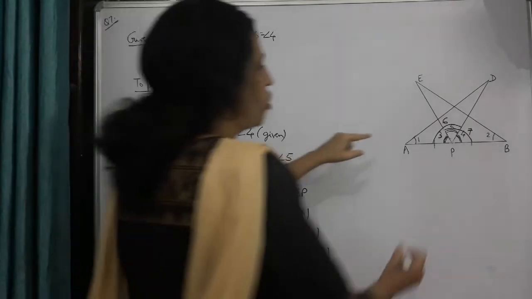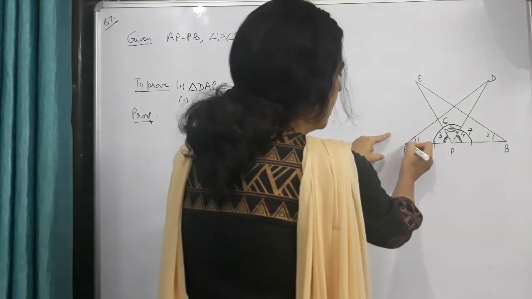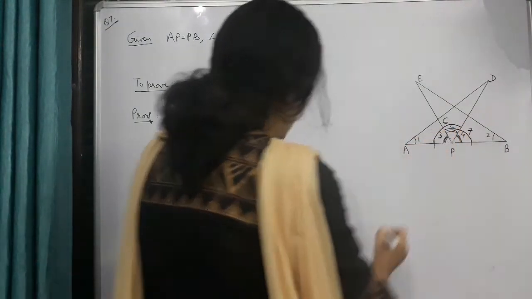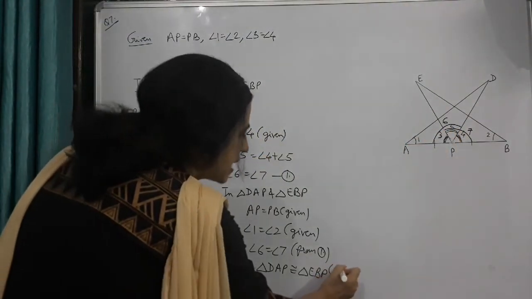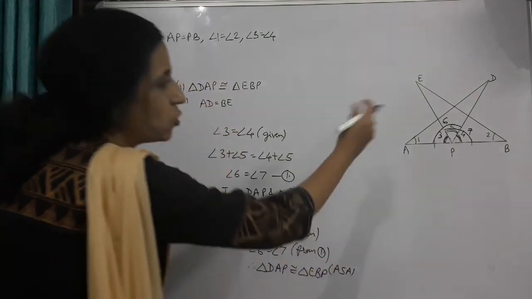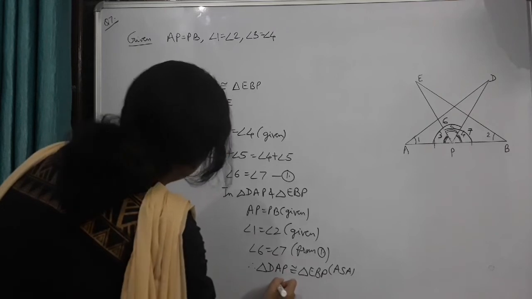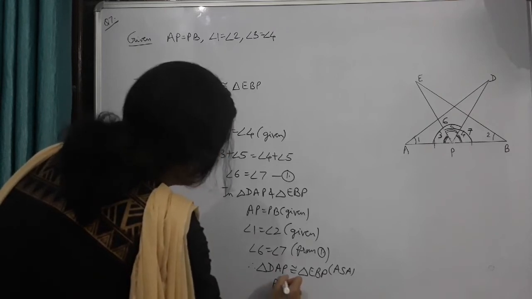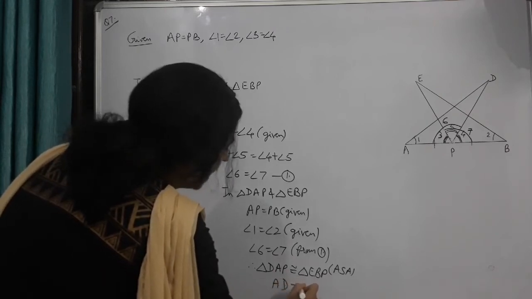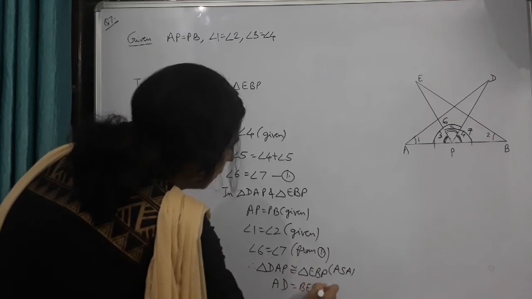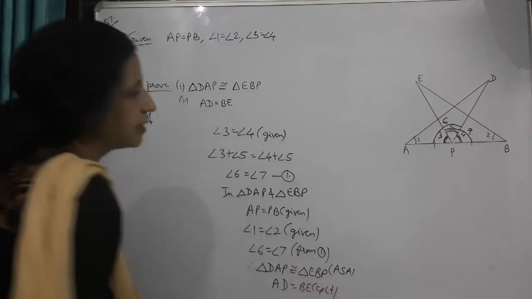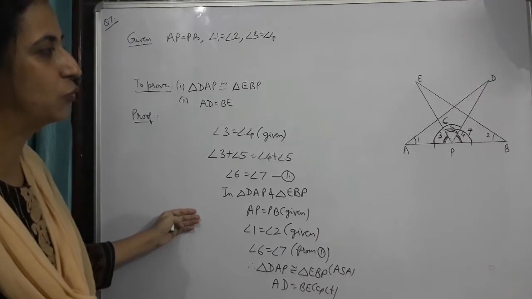By which criteria of congruence? Angle, side, angle. So by ASA criteria of congruence, the two triangles are congruent, and if the triangles are congruent, then definitely by CPCT we can write AD is equal to BE, and this is what we had to prove.